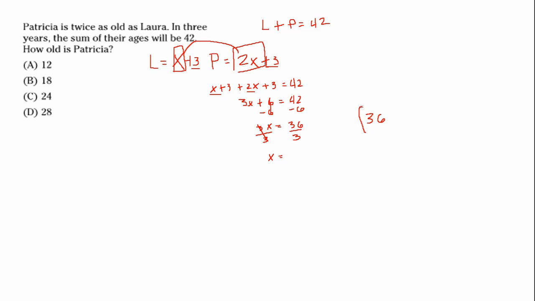I'll do it the long way in case people can't see it. 3 goes into 3 once. 3 times 1 is 3. Subtract. 3 minus 3 is 0. Bring down the 6. 3 goes into 6 twice. 2 times 3 is 6. Subtract, no remainder, so x is equal to 12. So we know Laura's 12 because we represented it. We said Laura's x years old. Patricia is twice as old, so Patricia is going to be 24 years old.